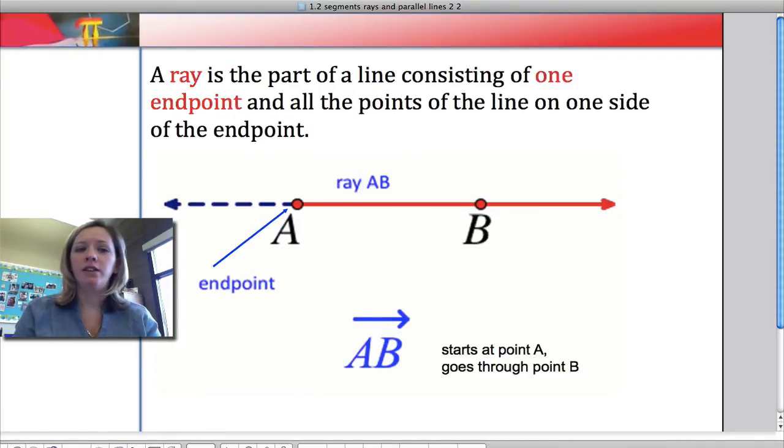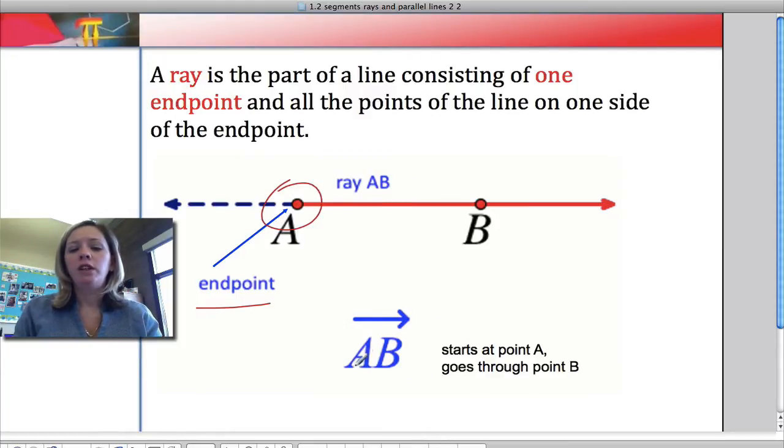A ray, on the other hand, is a part of a line that consists of 1 endpoint and then all the points on one side of the endpoint. So all the points that keep going. A ray keeps going forever and ever and ever. It only has 1 endpoint. Here this red part, of course, would be ray AB. That's how we would say it out loud.